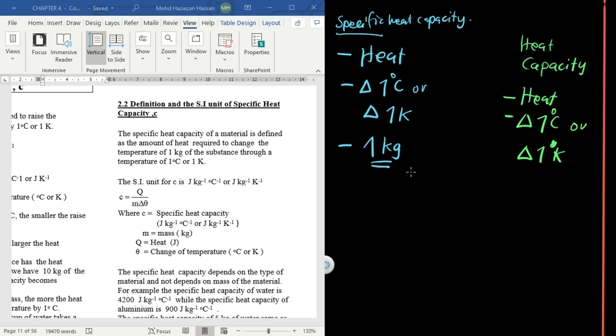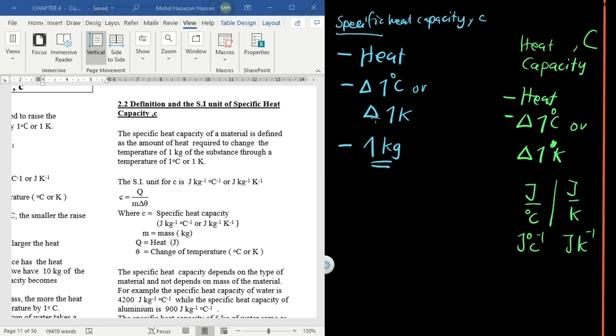Now the SI unit. Before that, the symbol for specific heat capacity is small c, but for heat capacity we use capital C. That is the difference. The SI unit for heat capacity is the amount of energy, joule, to raise 1 degree Celsius: joule per degree Celsius, or joule per Kelvin.